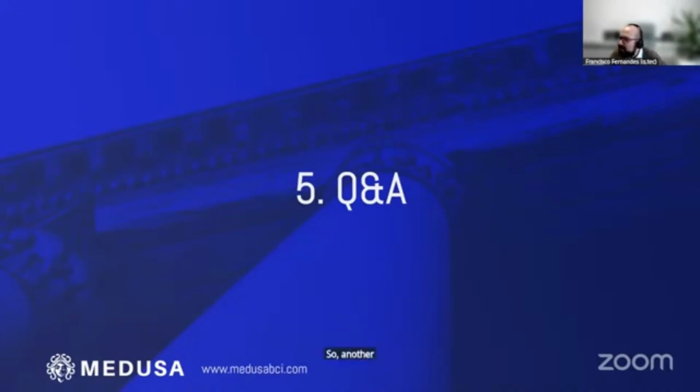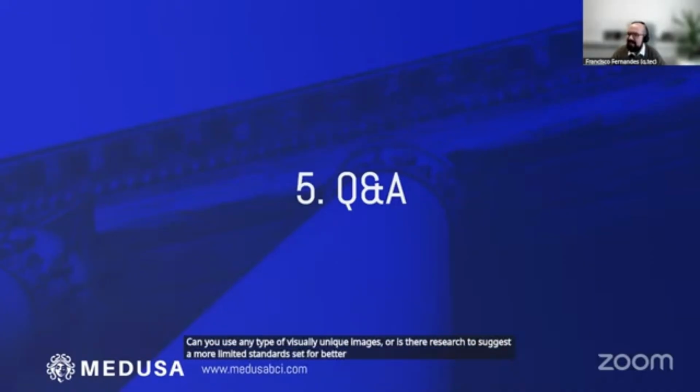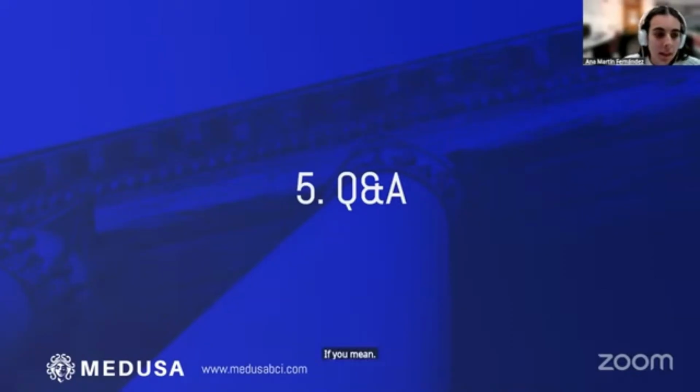So another question from an anonymous attendee: when creating custom c-VEPs or speller grids, can you use any type of visual unique images, or is there research to suggest a more limited standard set for better accuracy? If you mean the stimulus, in the version that is right now updated, the last version, it doesn't offer to upload unique images, but we are working on it for our next publications.